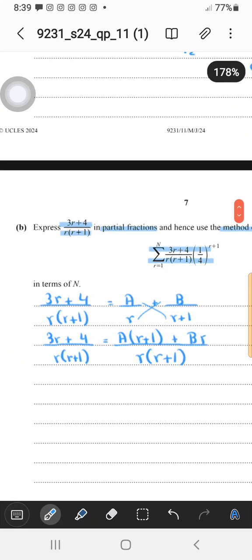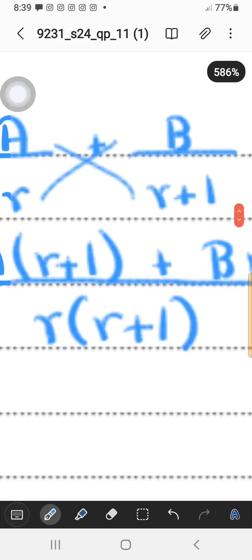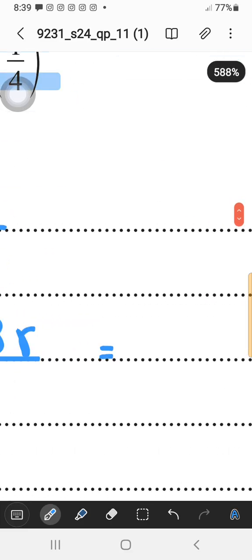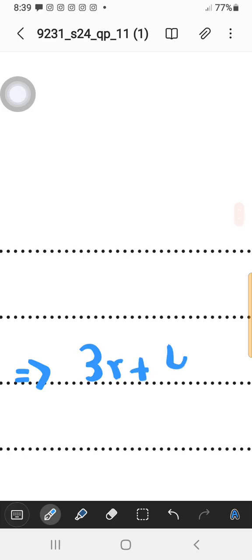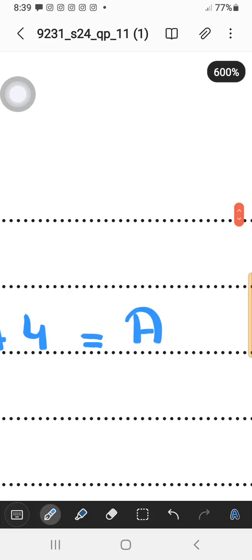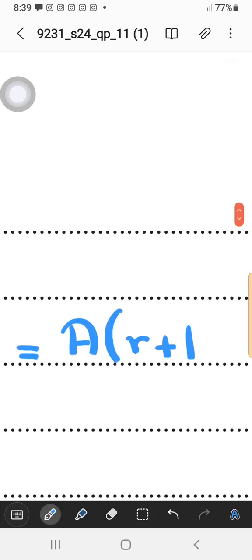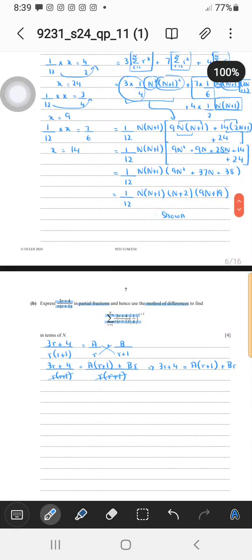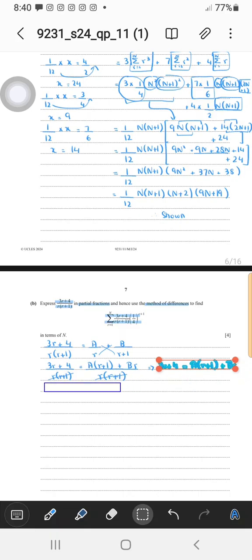We can see that this and this got cancelled, so it becomes 3r plus 4 is equal to a(r plus 1) plus br. I think it is better to write it in the next line instead of writing it there.